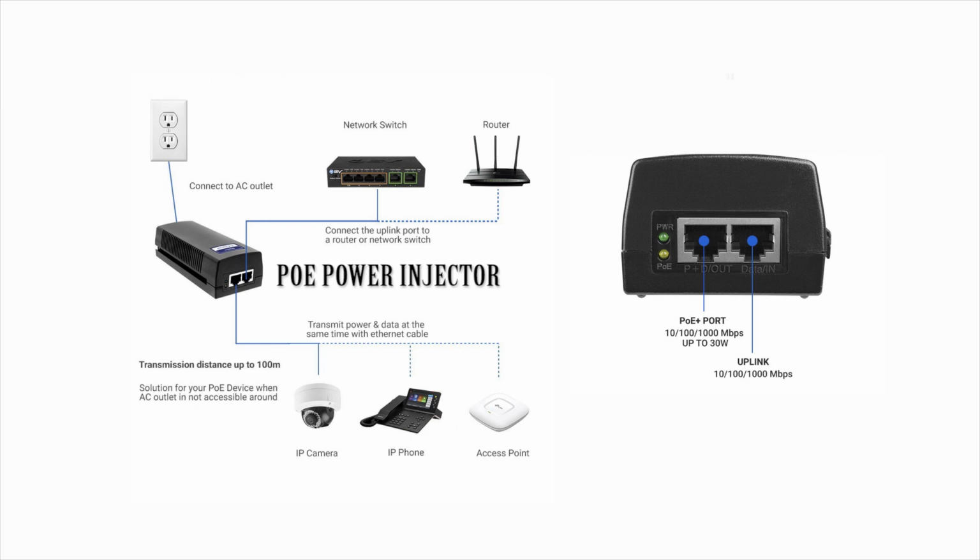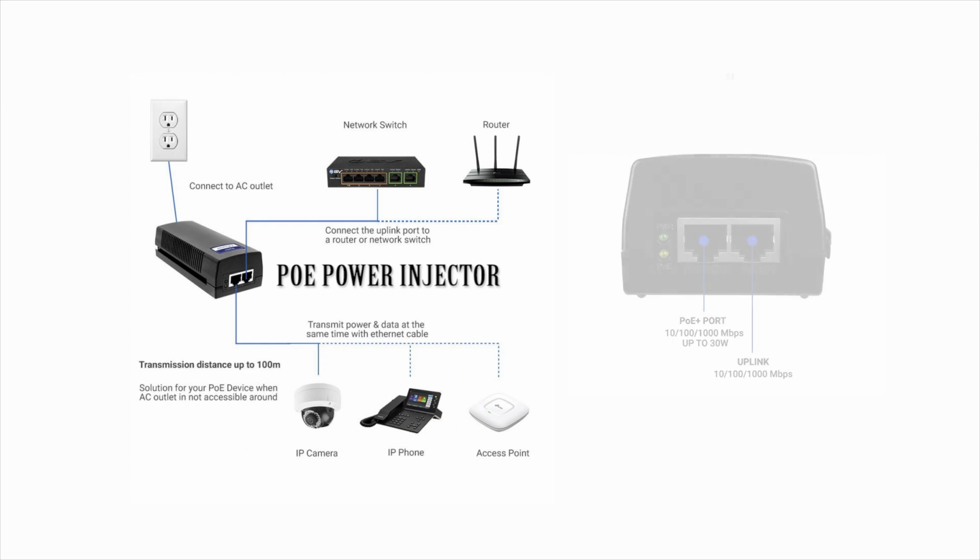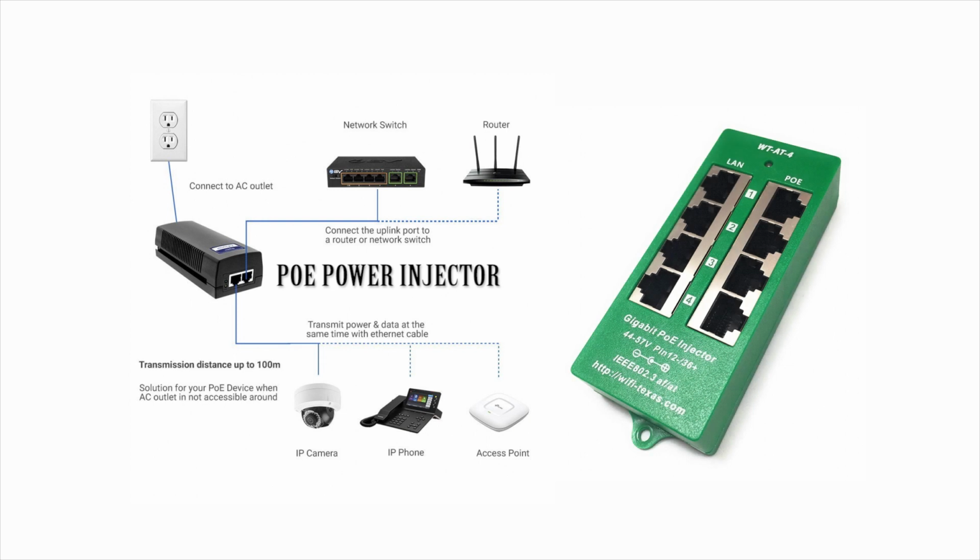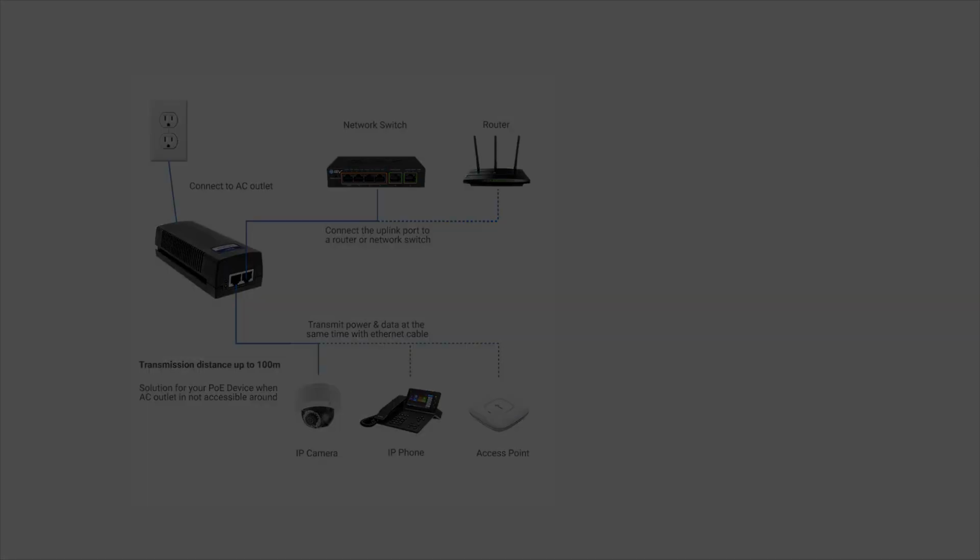You can see the power injector here, and it basically goes to AC, and then there's an input and an output, one for the power to the camera and the other one goes to your switch. So if you avoid getting the injector and just get one switch, you have the device that does everything for you.